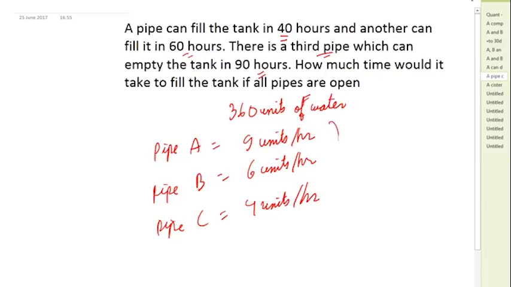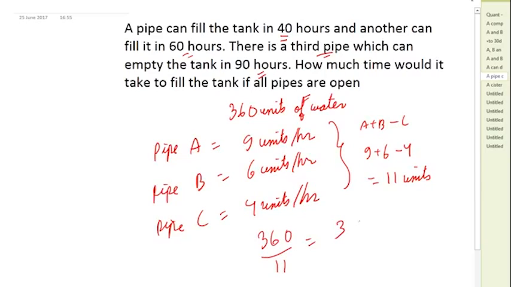Okay, so you combine these three. What we need is A plus B minus C, because C is emptying and A and B are filling. So the rate at which water will be filling when all three are open will be 9 units in plus 6 units in minus 4 units out, or 11 units in total. Using this, the number of hours is you need 360 units, so just 360 by 11, or whatever it comes to, 32 point something hours that you can solve. So again, fairly straightforward.